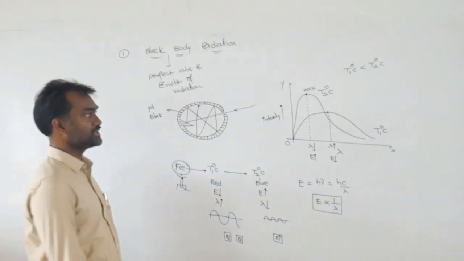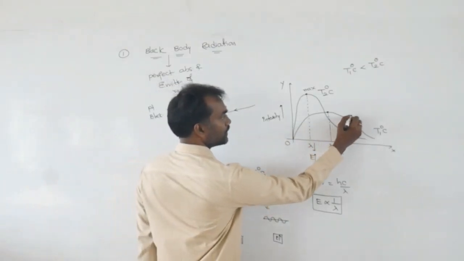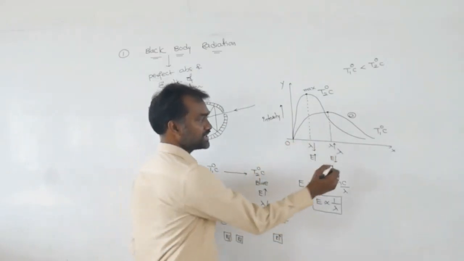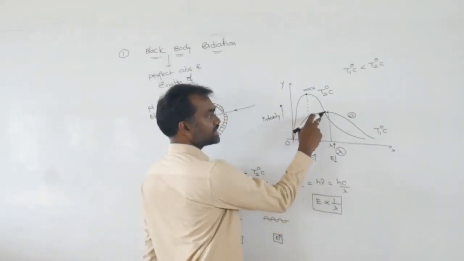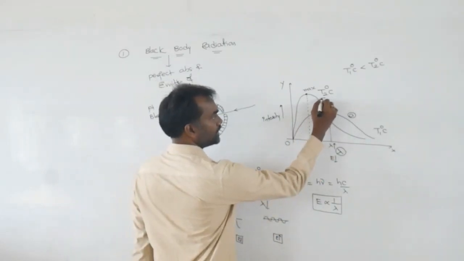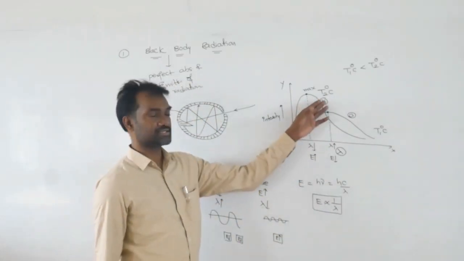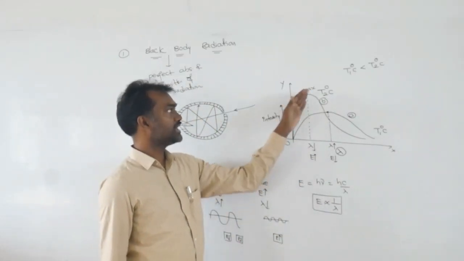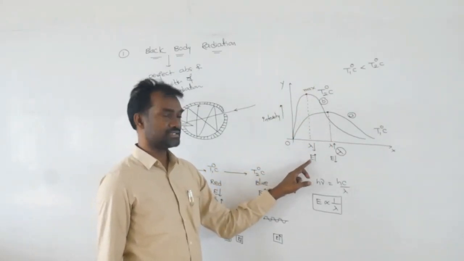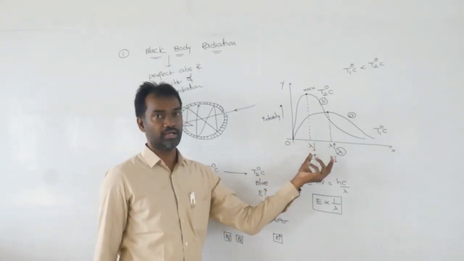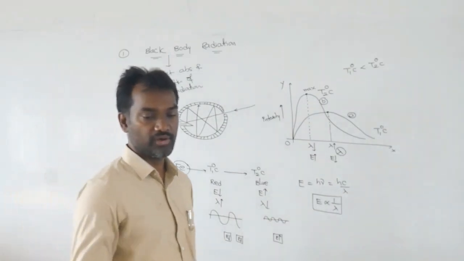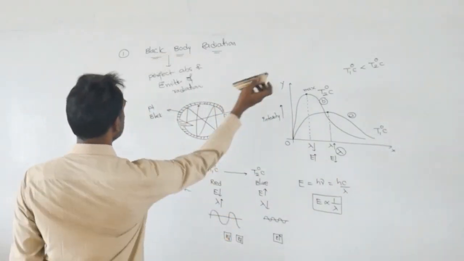Here the important points are these two curves only. One: if the lambda of the radiation increases, intensity increases to a maximum and then decreases. Next: if temperature increases, the maximum intensity moves towards the lower lambda side, otherwise the high energy side. These two points are important in the black body. In the entrance exam also, they will ask which of the following is correct and which is wrong.